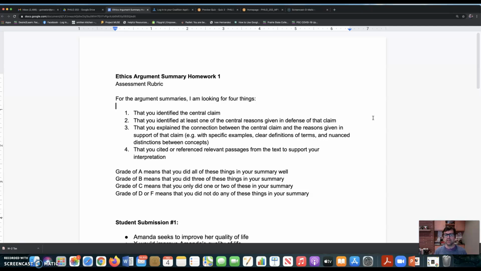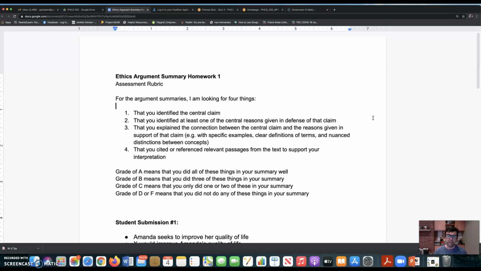And then thirdly, that you not only identify the central claim or central conclusion of the article, and the reasons given in support of that claim, but that you explain the connection. And that's the third component of the summary, and very important, obviously. So it's one thing to identify the claims, it's another thing to explain the connection between them.